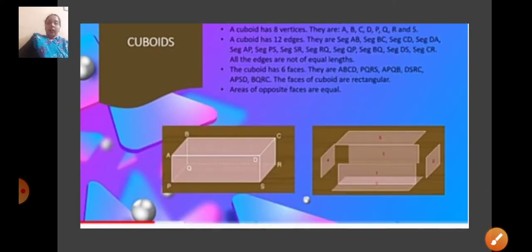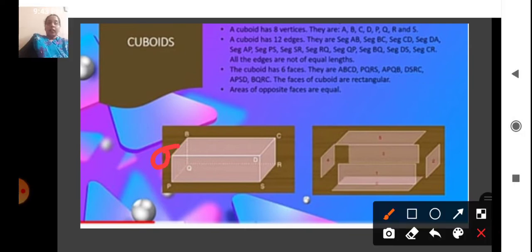Now a cuboid has 8 vertices. It has 8 vertices means it has 8 points. What do you mean by vertex? When two sides are joining at a particular point, it's called a vertex. So let us see which vertices this cuboid has, in the figure I have made. Vertex A, vertex B, vertex C, vertex D, vertex P, vertex Q, vertex R, and vertex S. Okay, children? So it has 8 vertices.